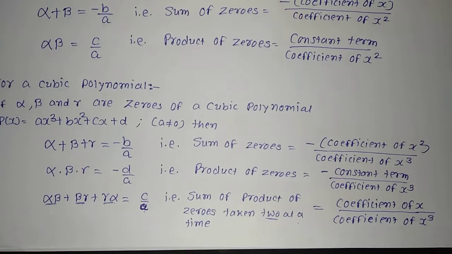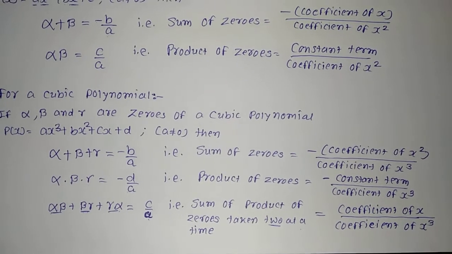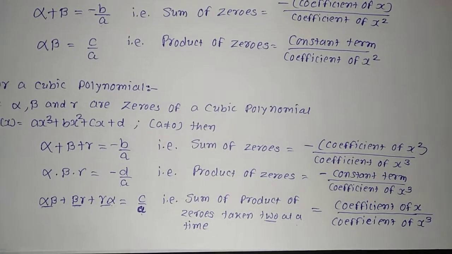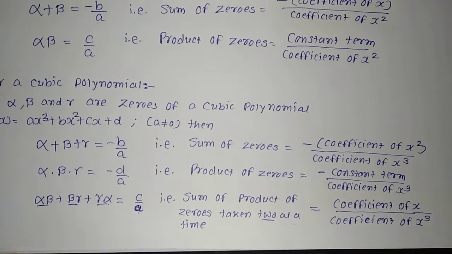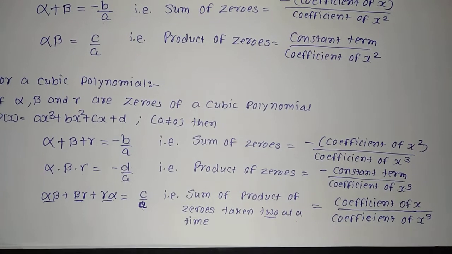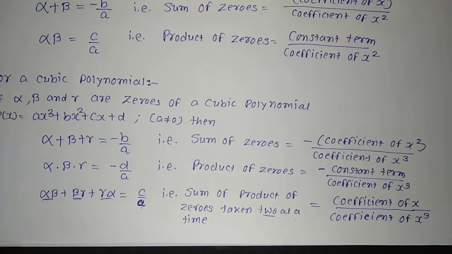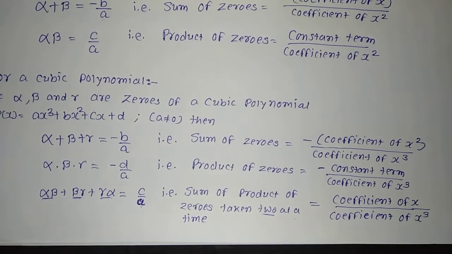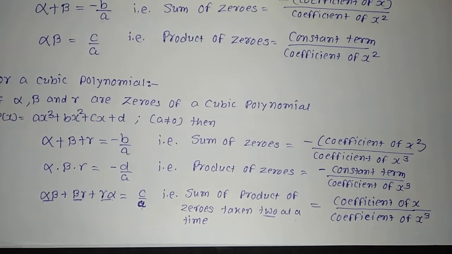So these are the formulas that you have to remember for finding the relationship between zeros and the coefficients of the polynomial. Remember these formulas to find the relationship between zeros and the coefficients of the polynomial. In the next video we'll see in detail.